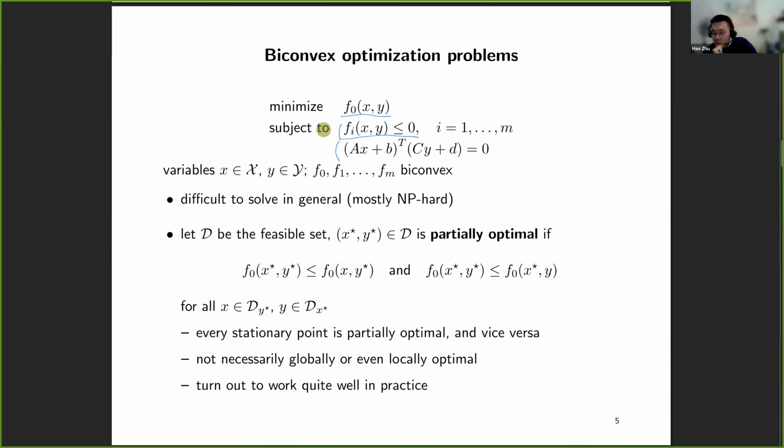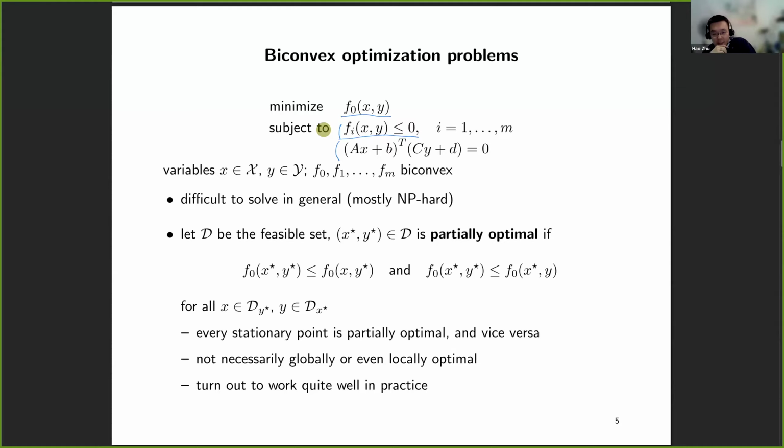So normally what people search for is a partial optimal point, which says, well, if you fix one of the variables, then the other one is optimal, and vice versa. Under some technical conditions, this is equivalent to a stationary point. From this, you may know that a partially optimal point is not necessarily globally optimal or even locally optimal, since it can also include a set of points.